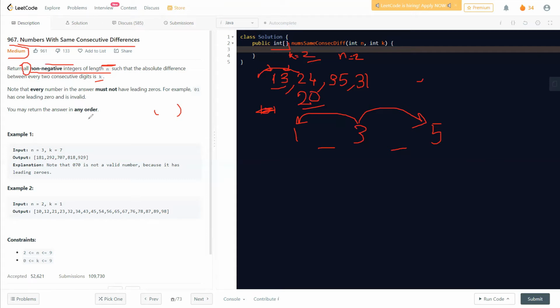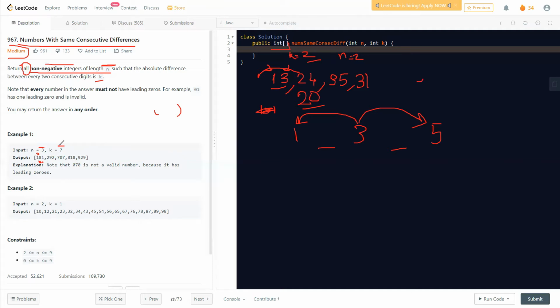Now, as a small example, look at n equal to 3 and k equal to 7. The first digit 1 is taken and the next digit 8 is taken. After 18, since we need to fill 3 digits, 1 will again come in: 181. Then for 2 it's 292, then we go ahead to 707, and then 818 and 929. Other than this, no other numbers are possible for n equal to 3 and k equal to 7.